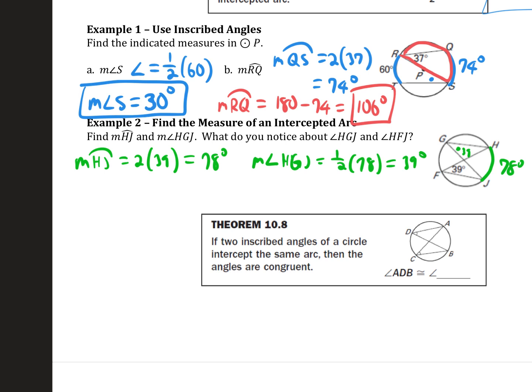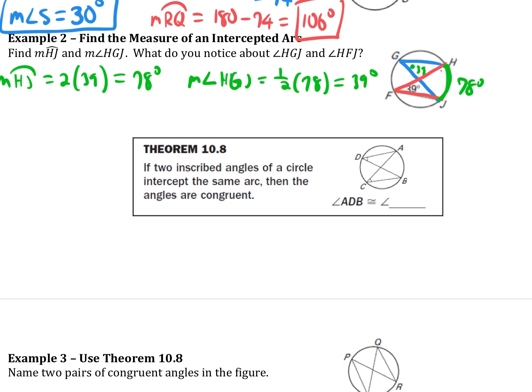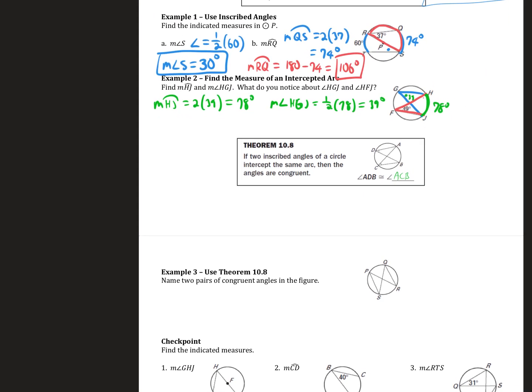Well, what we can say is that if these two angles intercept the same arc, this green arc here, we know that these angles are going to be the same, right? Because it goes double the half and double the half, right? So basically, if these two angles both intercept the green arc, we know that the angles have to be the same because they're going to be basically half of that arc, okay? So back here, theorem: if two inscribed angles of a circle intercept the same arc, then they are congruent. So this is going to be ACB. Okay? All right, sounds good.